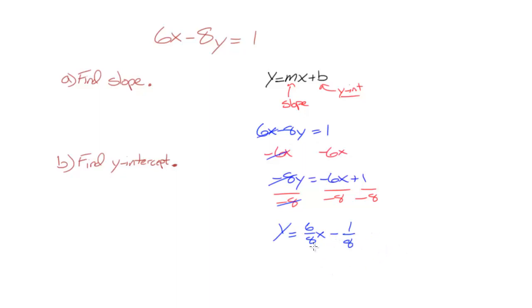What I should do is reduce 6/8. I could divide these both by 2 to get 3/4. So let's do that real fast, always reducing our fractions. So this is now 3/4.